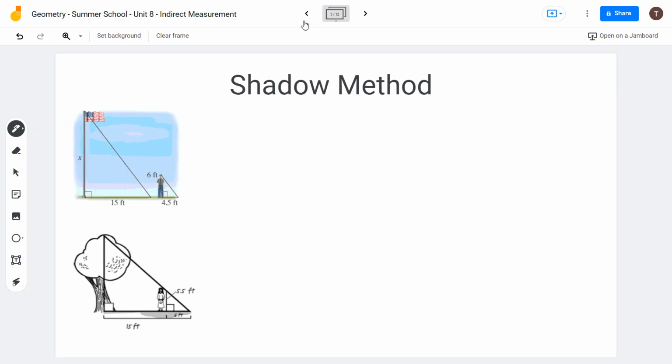The first way, and there's actually more than two ways, but we're going to specifically talk about two ways, is the shadow method. So if we think about standing outside, we have an object, let's say a flagpole we want to know the height of. We can measure its shadow along the ground. We can also measure our shadow, okay, and our height. We should know our height.